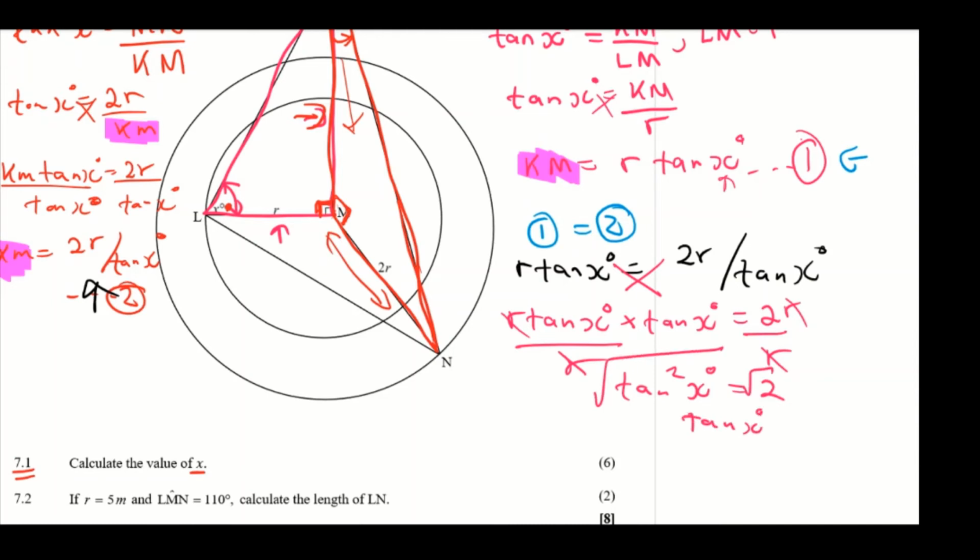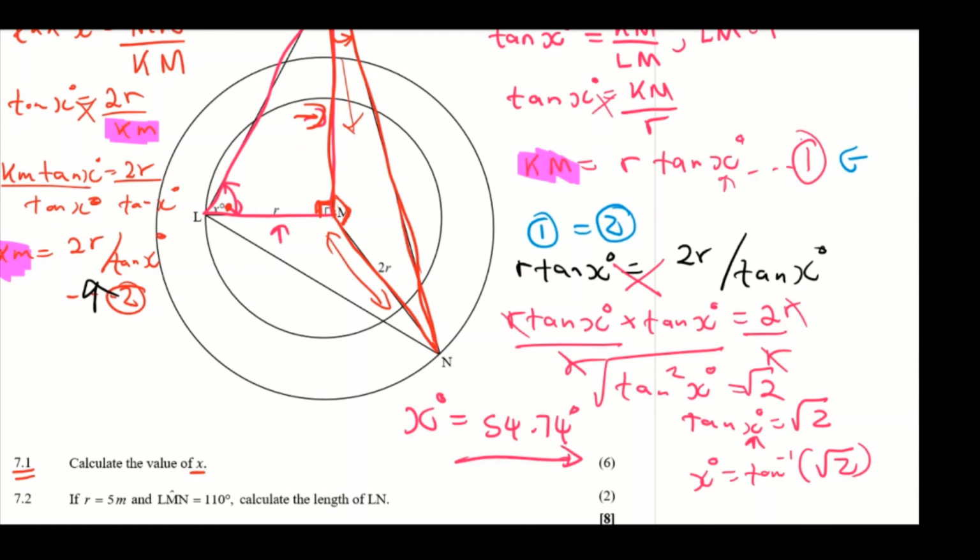Then you put the square root on both sides. Tan of x degrees equals root of 2. Because we want this x degrees, we're going to say x degrees equals arctan of root of 2. So the answer you're going to get is x degrees equals 54.74 degrees. So this is the value of x that we are looking for here.